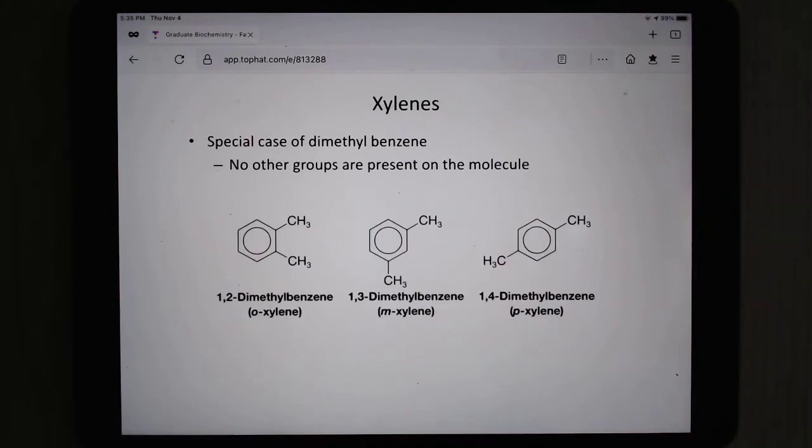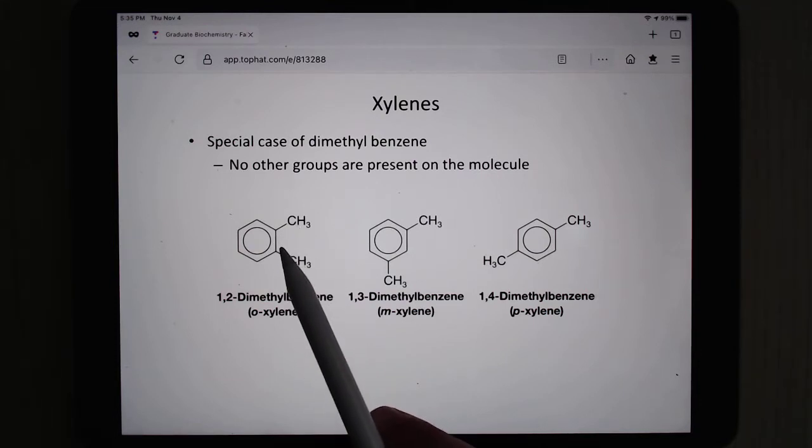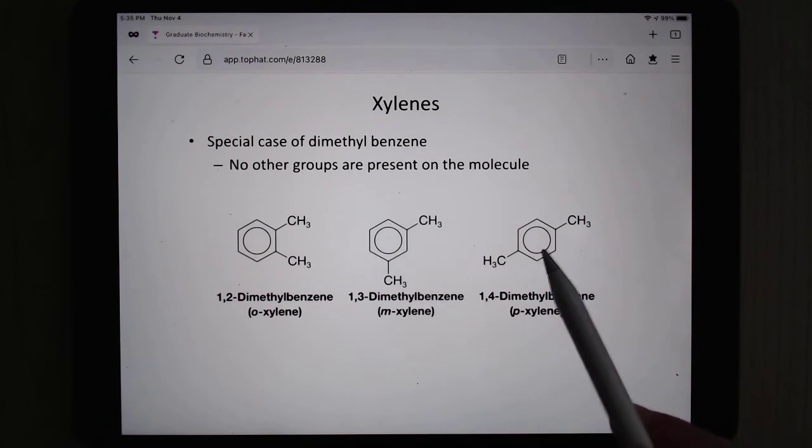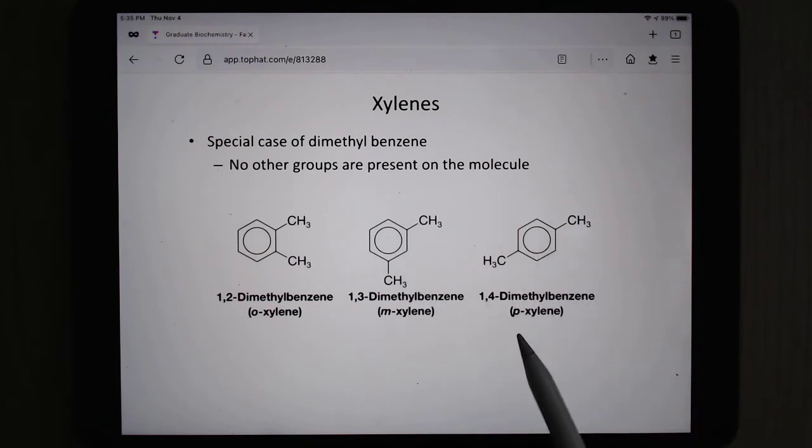Now for xylenes, there's actually two methyls on the benzene, nothing else present on there. And so you can have orthoxylene where you've got the two right next to each other. You can have metaxylene where they're two away. Or if they're across from each other, it's considered paraxylene.